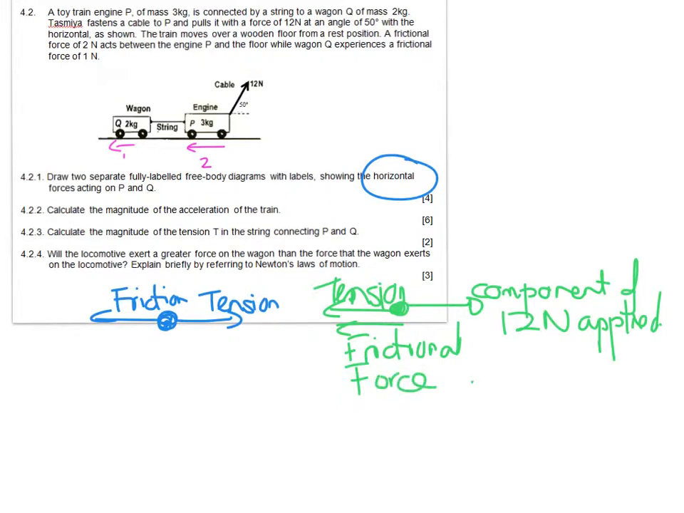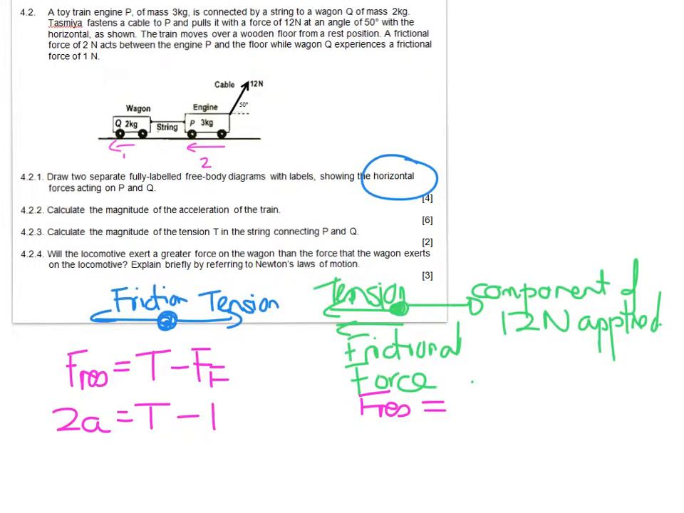Then you're going to calculate the magnitude of the acceleration of the train, and this is where you put everything together. So force resultant for the 2 is going to be tension minus the frictional force. Force resultant is 2 times the acceleration of the system. I don't know the tension. I do know the frictional force is 1. Simultaneously, the force resultant of this 3 kilogram is going to be equal to the component of 12 minus the tension and minus the frictional force, which I happen to know over here is 2.